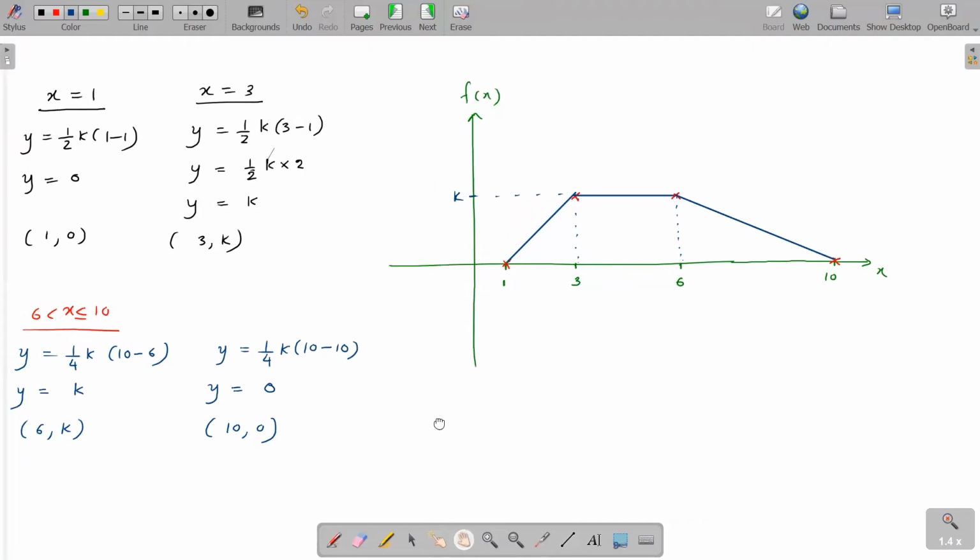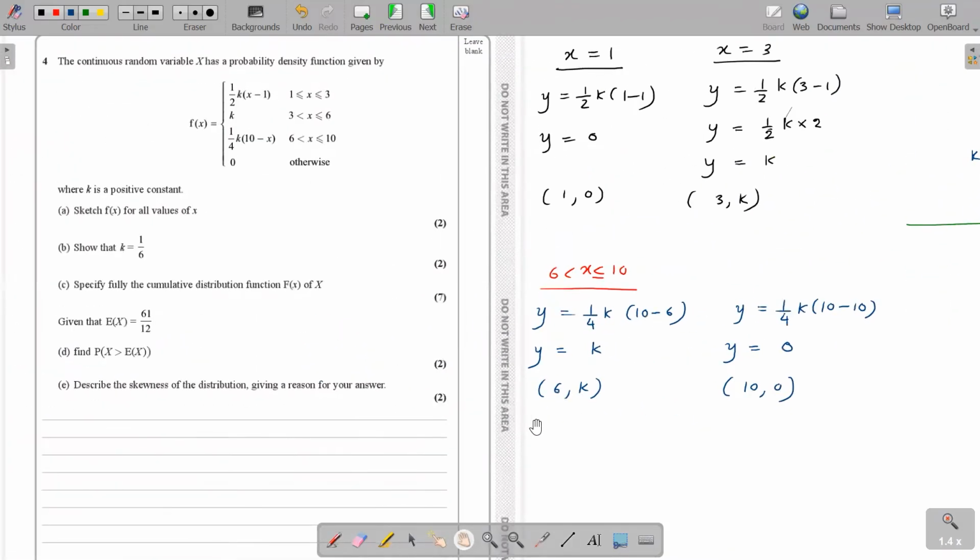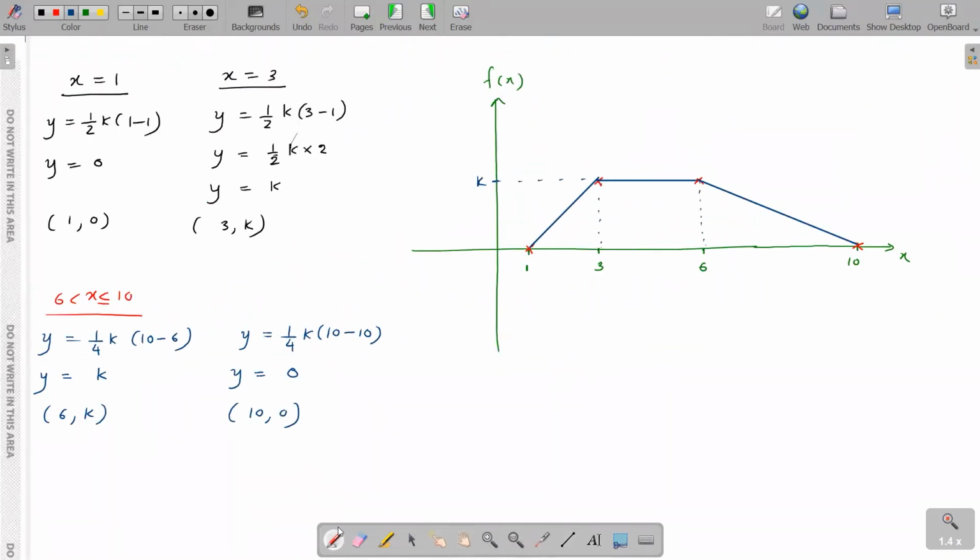Then moving to the next part, Part B, they say, show that k equals 1 over 6. How do we show that k equals 1 over 6? Basically, what do we know about a PDF? In a PDF, the total area under the graph must be 1. So you could get the area under the graph. You would take the area of a trapezium and get the value of k, or else you can integrate each of these parts separately, from 1 to 3, plus from 3 to 6, plus from 6 to 10, which is time consuming. So I will go with the area of a trapezium.